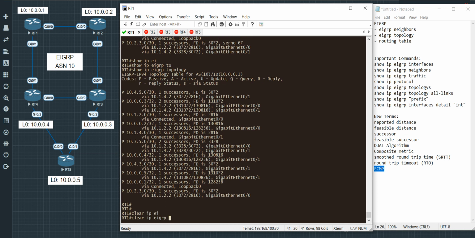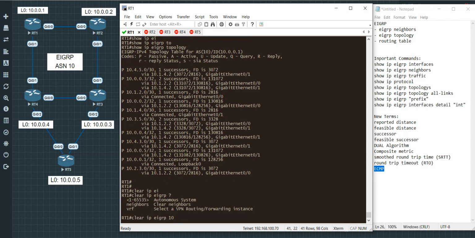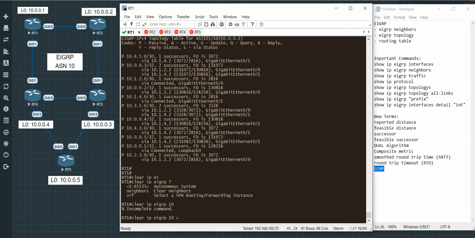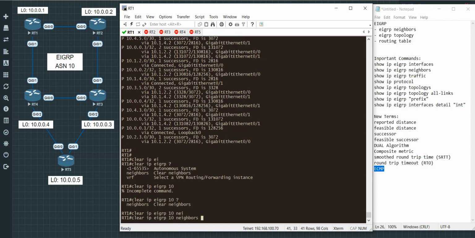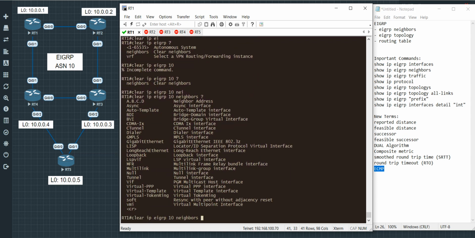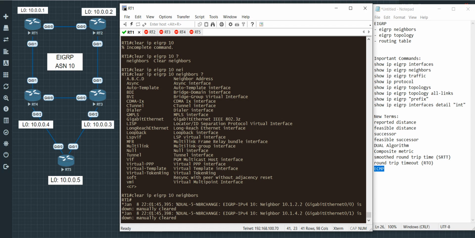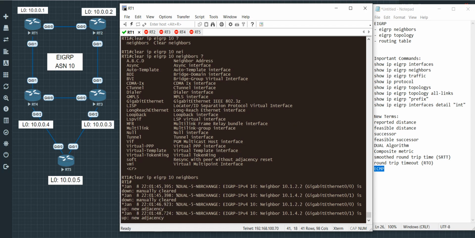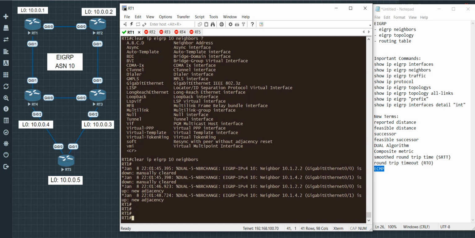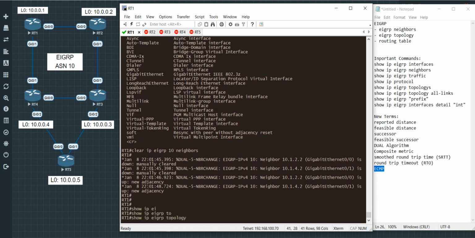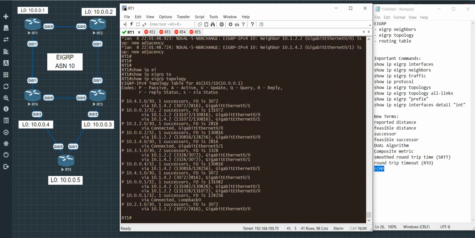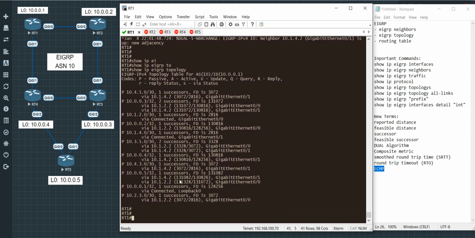Clear ip eigrp 10 neighbors. We're just going to clear all the neighbors. Let's run the command again. And now we can see that we have one successor and one feasible successor. So this is a feasible successor now. We only have one successor, but we have a feasible successor now.